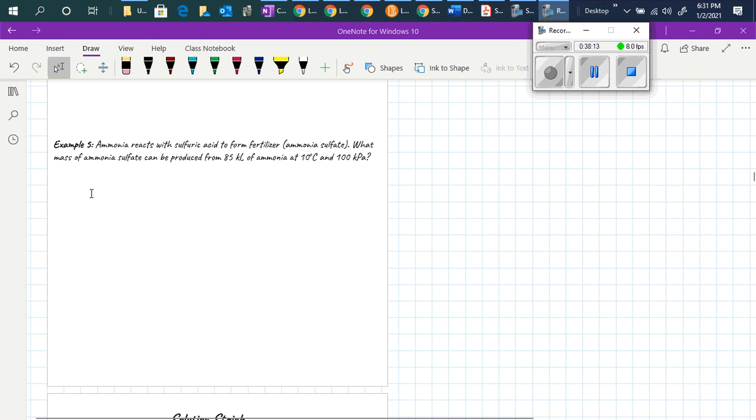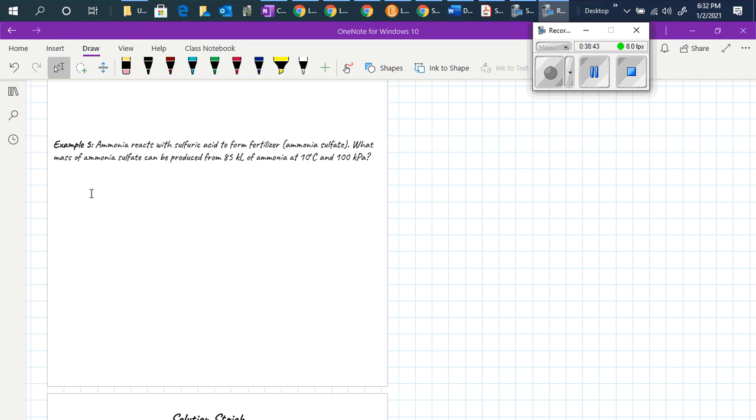Best example for gases is ammonia reacts with sulfuric acid to form fertilizer, which is known as ammonium sulfate. What mass of ammonium sulfate can be produced from 85 kiloliters of ammonia at 10 degrees Celsius and 100 kilopascal? Again, this is not standard conditions, so not STP, not SATP, where we know the molar volume.